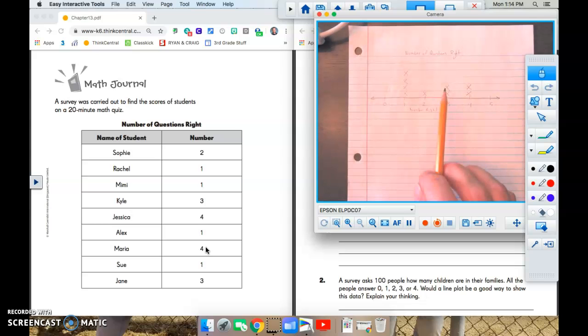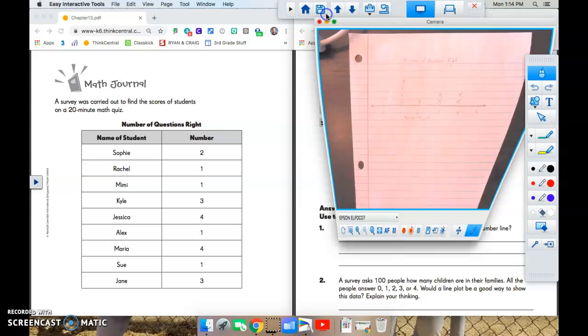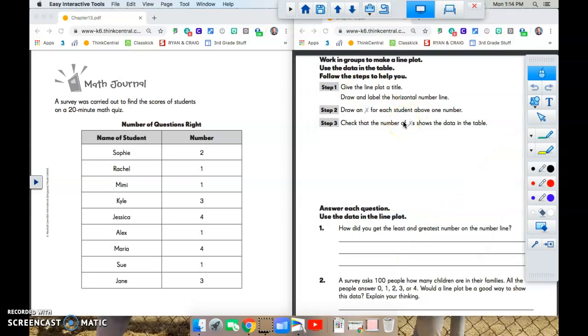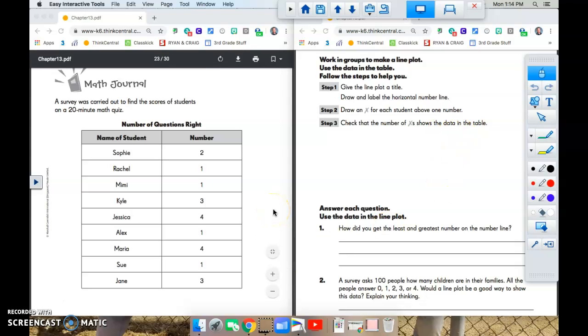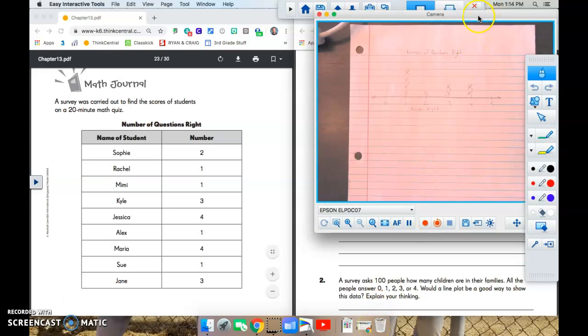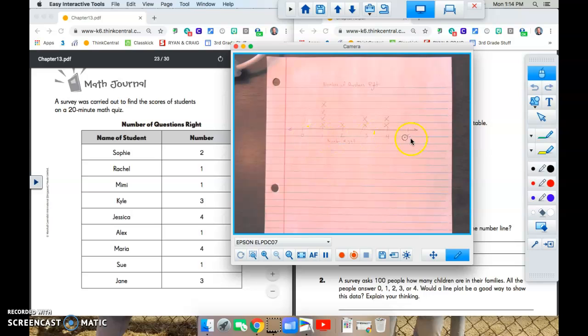So when we're looking at this, we can see here that we have 4 for 1, 1 for 2, 2 for 3, 2 for 4. Now it says, check that the number of X's shows the data in the table, which we did. And how did you get the least and greatest number on the number line? Well, what I did on that one was I started at 0 and then I went up above 1 extra just in case. We could have left them off and just started at 1 to 4 if we really wanted. But that's what I did that for.